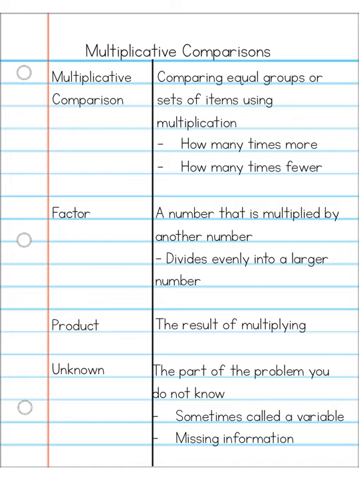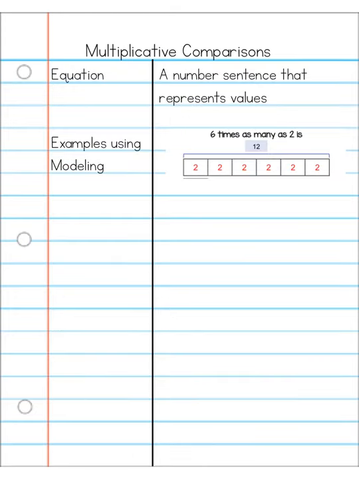The next word is the word unknown. This is the part of the math problem that we don't know. Sometimes this is called a variable. And you can think of this as the missing information. Our last word is the word equation. And this is a number sentence that represents values. And we will learn more about equations as we move along in the lesson.